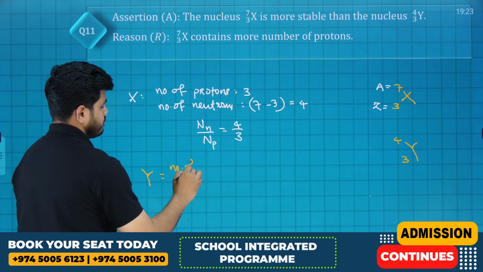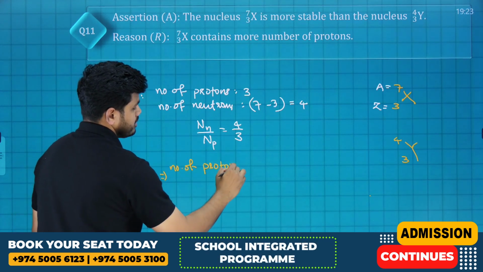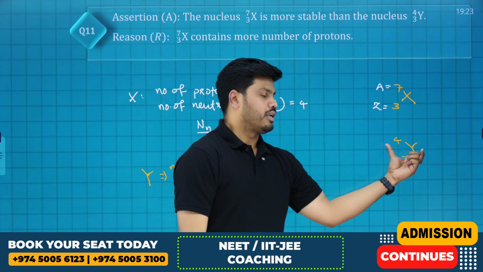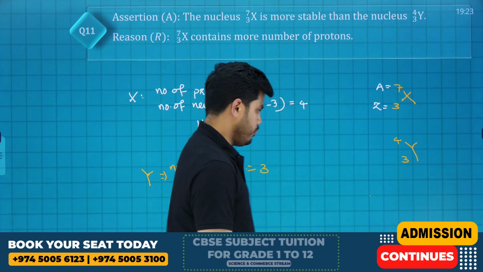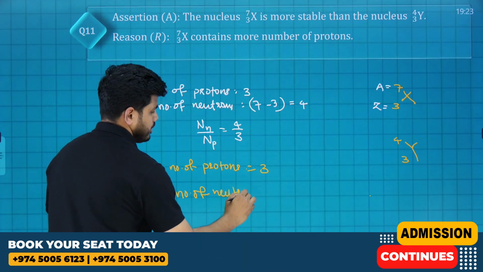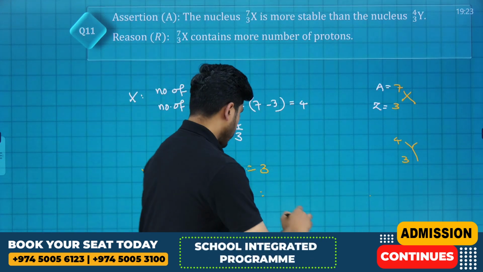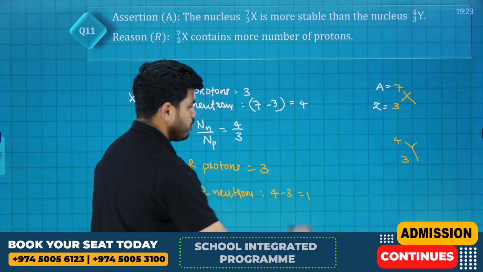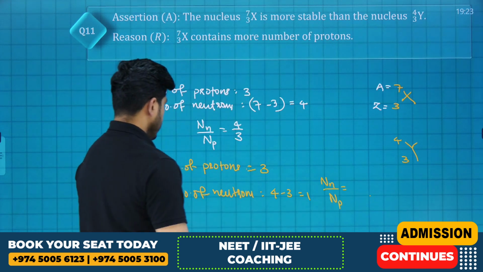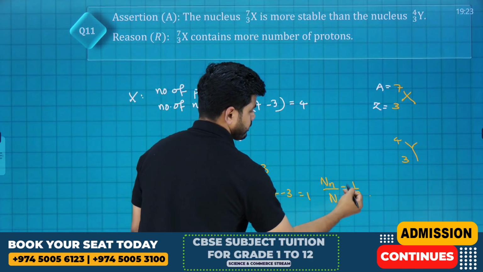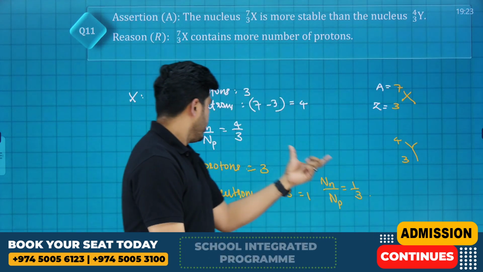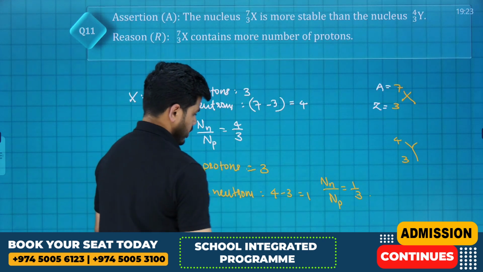What is the number of protons? In Y, the number of protons is the atomic number, so it's going to be 3. Z is equal to 3. Then the mass number is given as 4, from which we can calculate the number of neutrons, right? Number of neutrons is going to be 4 minus 3, which is 1. So what will be the neutron to proton ratio of this? It's going to be 1 by 3. Correct? So this is going to be 1.33 and this is going to be 0.33. Which one has more neutron to proton ratio? It is X, right?